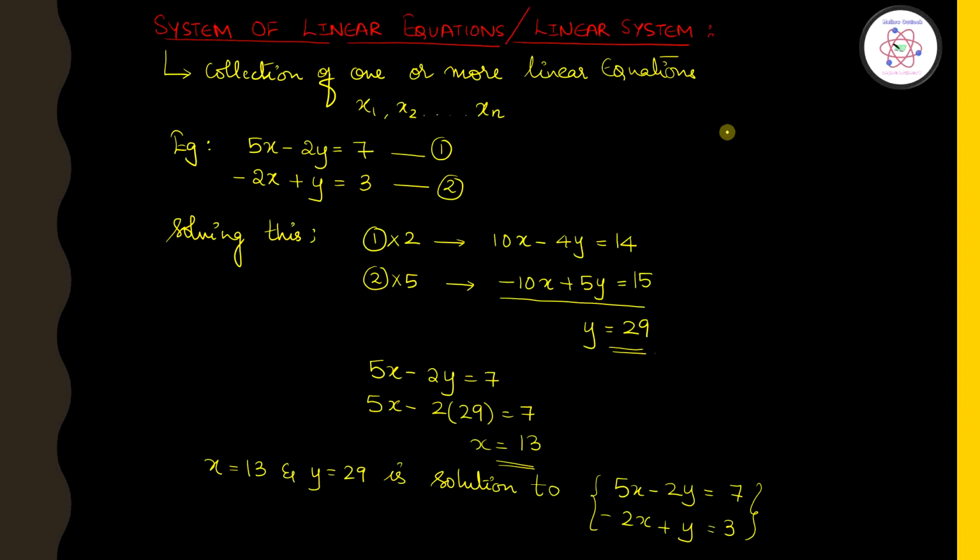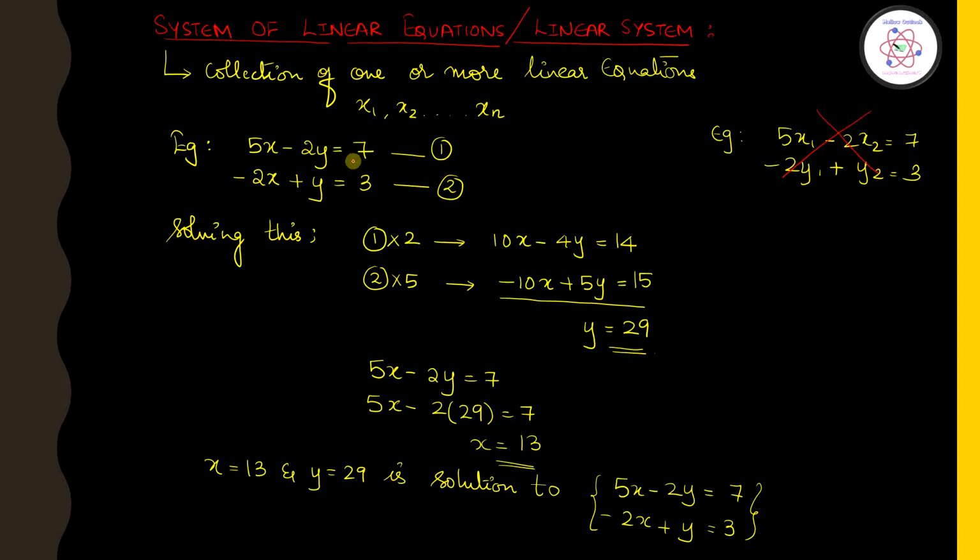You cannot have, for example, 5x1 minus 2x2 equals 7 and, say, minus 2y1 plus y2 equals 3. If you get linear equations like this, this does not become a system of linear equations because it is not a collection over the same set of variables. If that is understood, let us move on to the next topic, that is the solution set.